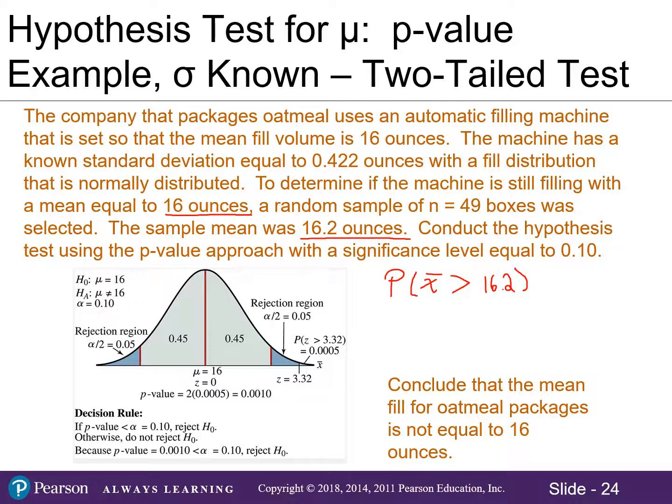Now because this is a two-tailed test, I need to make sure that I account for the other tail as well. So I'm going to double this because the probability and the significance level has been doubled as well.